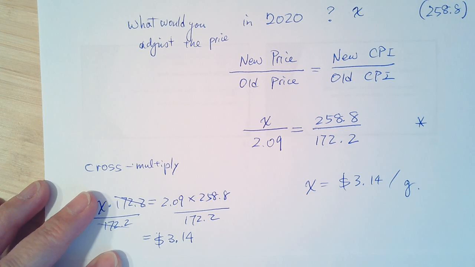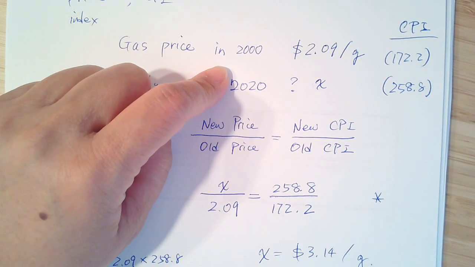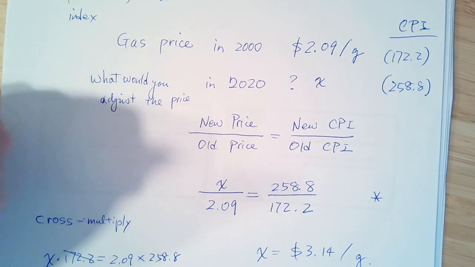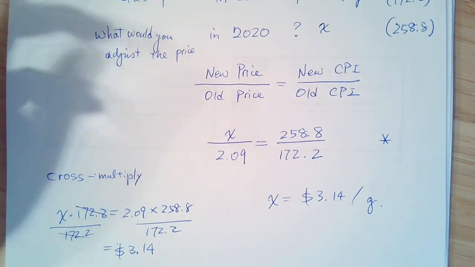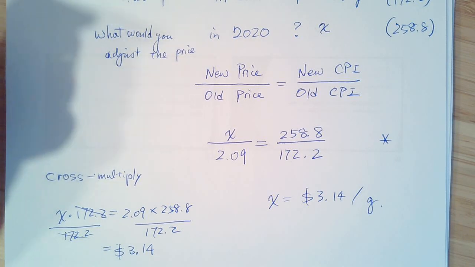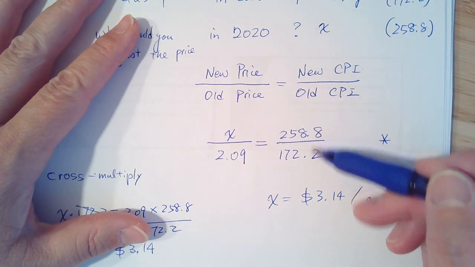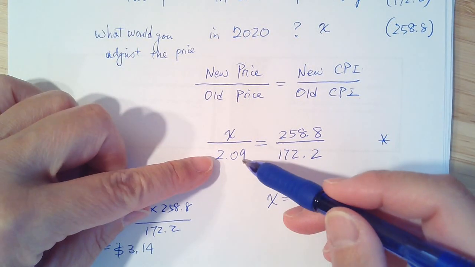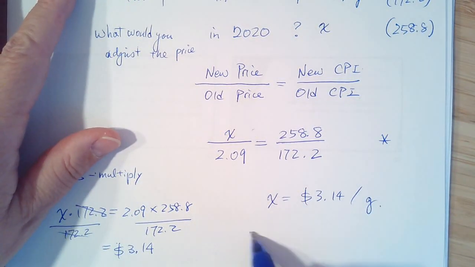So the price of the gas in 2000 was 2.09 per gallon. If the price of the gas is going to be adjusted in 2020, how would you adjust the price? You have to use the CPI as your benchmark. You have to use the CPI to get the ratio. So you use the new CPI versus the old CPI, which is this over that. It's like a 1 point something. And then this 2.09 should go up to that number based on the same ratio, at the same rate. So that is your answer.